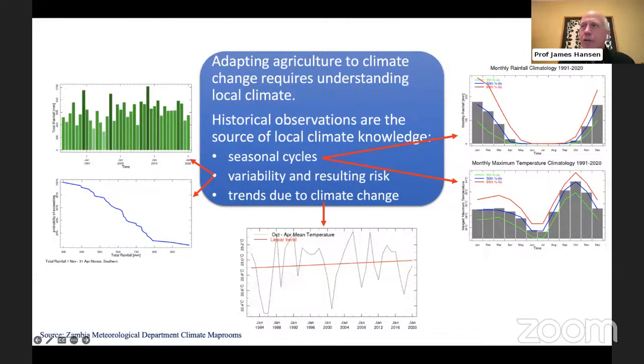And these are just a few graphs that I captured from the Zambia Meteorological Department's online map room tools. A number of countries across Africa are implementing similar types of tools based on gridded historical weather data that are available roughly every 4 to 5 kilometers across the country.